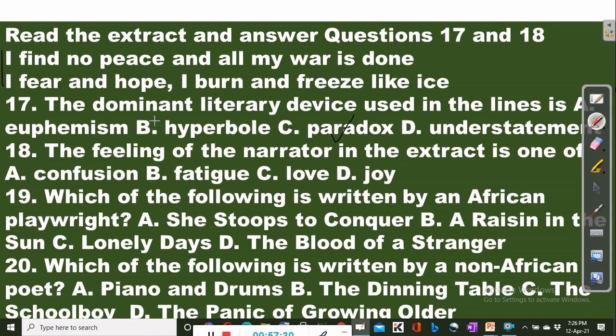But let's look at why this is paradox. Paradox is a statement that combines two opposite ideas. We explained this repeatedly, but let's apply it here. Why is this paradox? Line one, I find no peace and all my war is done. You know that peace and war are two opposite ideas, and these ideas are put together in this statement. Of course, you expect that when your war is done, you ought to find peace. But it's saying, I find no peace and all my war is done.